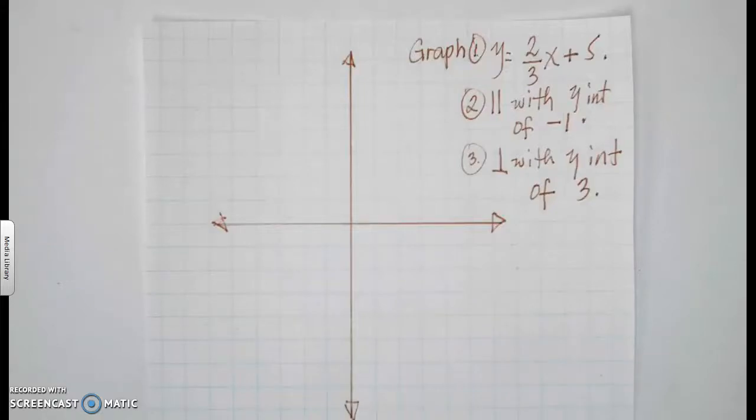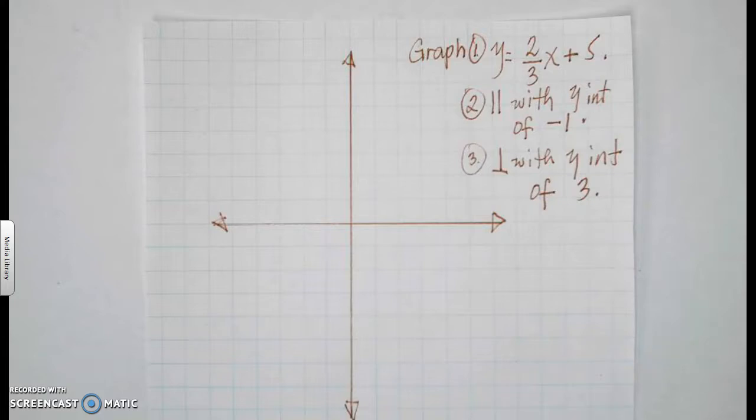Okay, good morning everyone. Today our warm up is going to look like this. However, this is an example. You're going to do the warm up on your own with the worksheet that is going to be posted on Schoology. So number one task for the day is you're going to graph y equals 2/3 x plus 5.